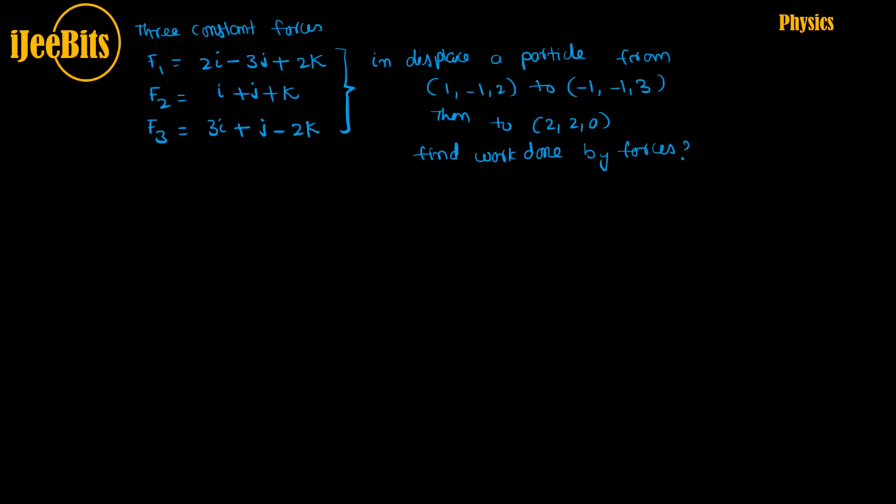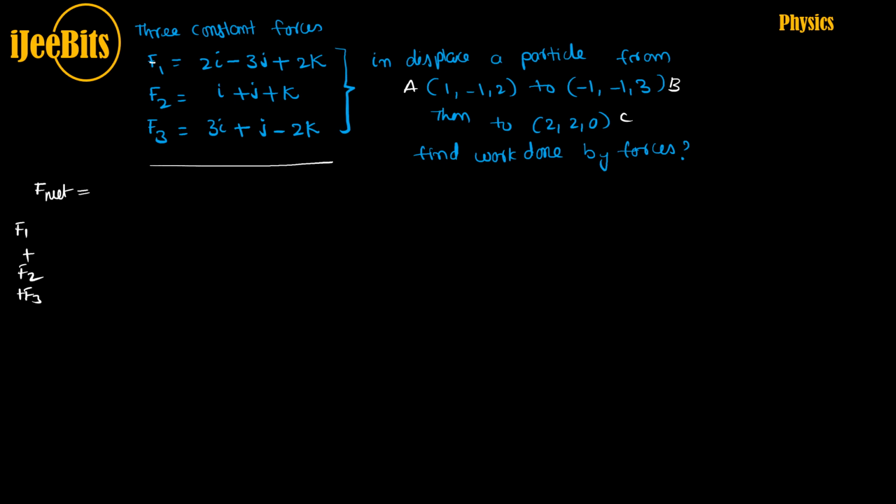Let's look at this problem statement. This is very interesting. Three forces are applied on a particle to move it from position A to position B to position C. The work done by the forces is asked. When multiple forces are given, all you have to do is get the net force, which is nothing but the sum of all the forces, F1 plus F2 plus F3. Let's sum this.